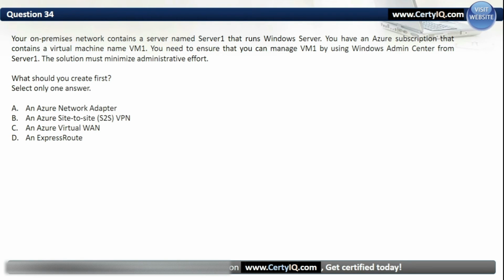You have an Azure subscription that contains a virtual machine named VM1. You need to ensure that you can manage VM1 by using Windows Admin Center from Server1. The solution must minimize administrative effort. What should you create first? Select only one answer. Our options are A. An Azure Network Adapter, B. An Azure Site-to-Site VPN, C. An Azure Virtual WAN, or D. An ExpressRoute. The correct option is A. An Azure Network Adapter.